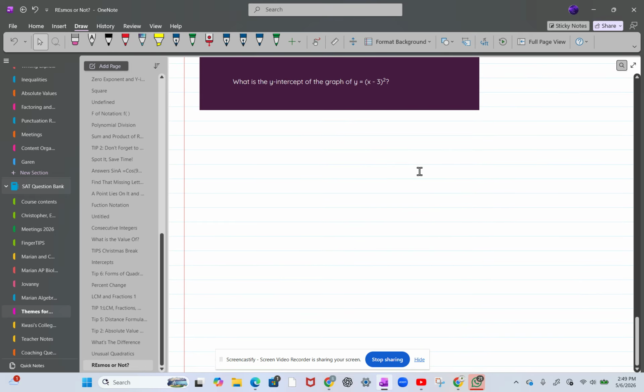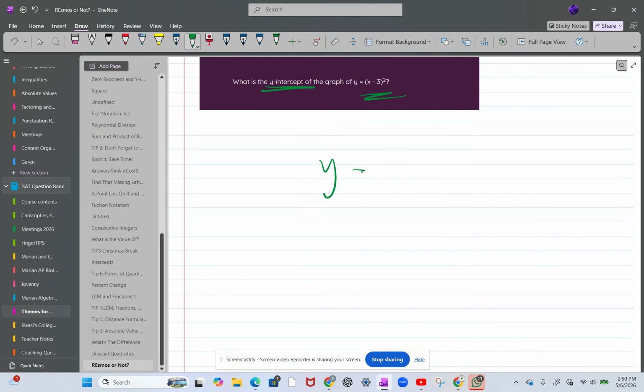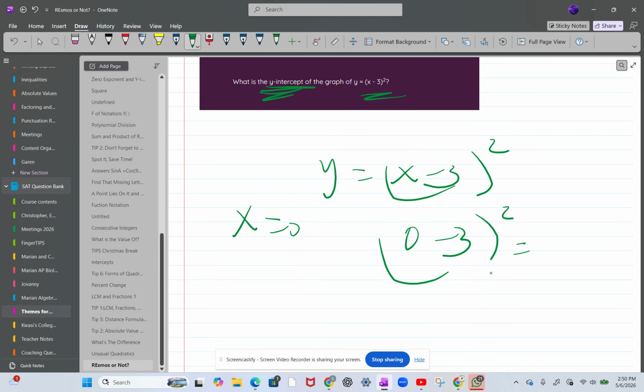And the last one here, decimals or not. I've always been teaching you to use keywords, phrases, and features. The moment you hear y-intercept, what have I told you? Y-intercept means put x equals 0. So instead of trying to graph this in decimals, this is the function that's defined for you, squared. The moment you hear y-intercept, it means put x equals 0. So all you have to do is put 0 minus 3 squared, which is negative 3 squared, which is 9.